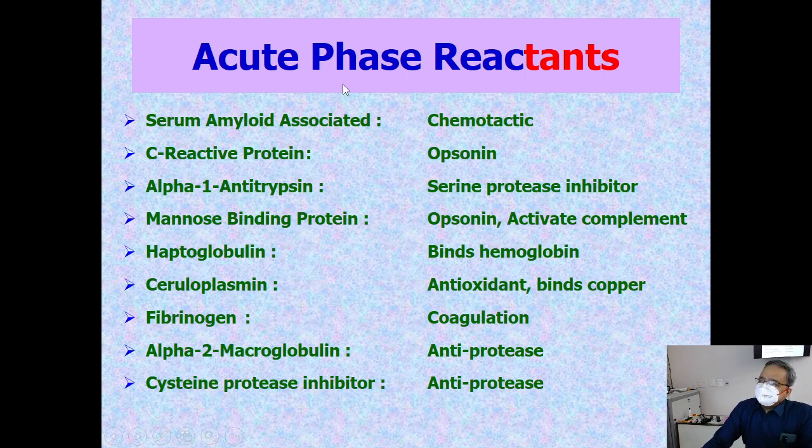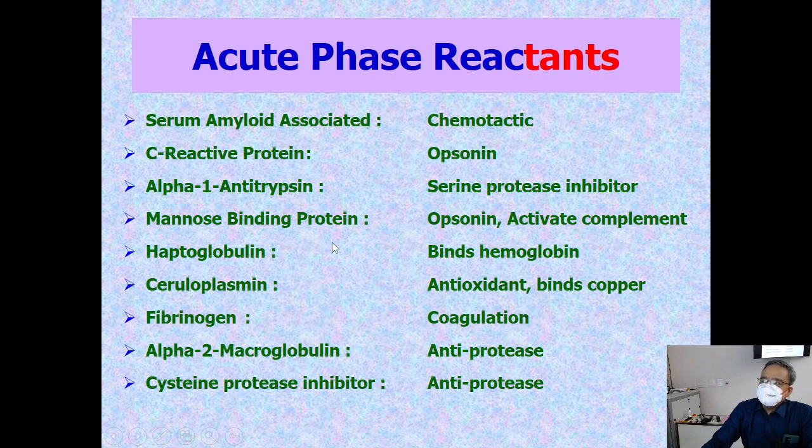Now we come to what are acute phase reactants. These are the things which react in an acute phase. These are proteins which are increased during inflammation. So this includes the serum amyloid, which you must have already done. It's an acute phase reactant. It also has a function. It is chemotactic. C-reactive protein is increased and it's important as an opsonin. So you use this a lot to check whether there is inflammation in the body or not. Alpha-1 antitrypsin, this serine protease inhibitor, inhibits trypsin.